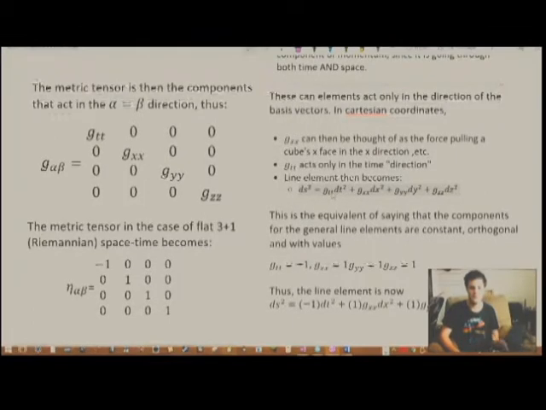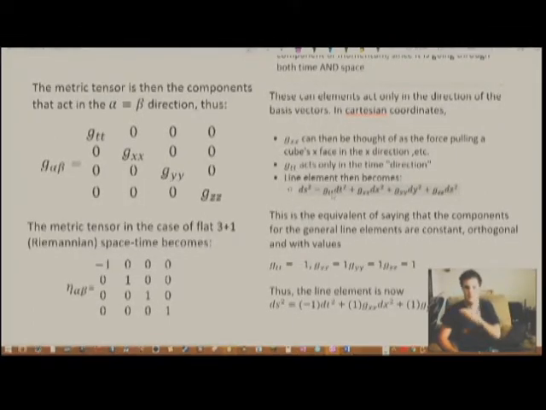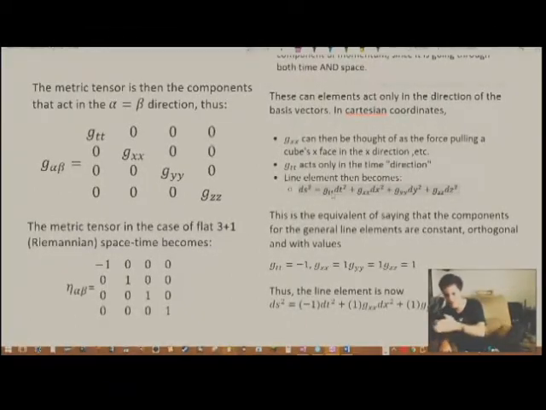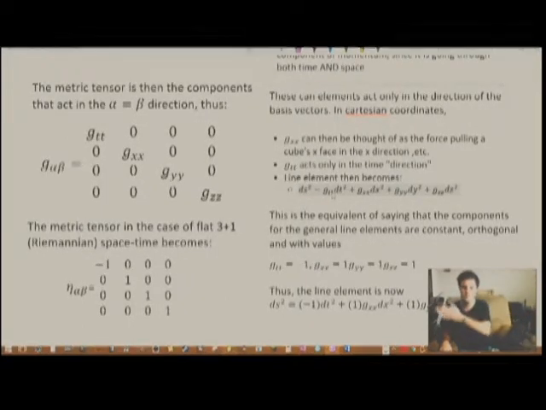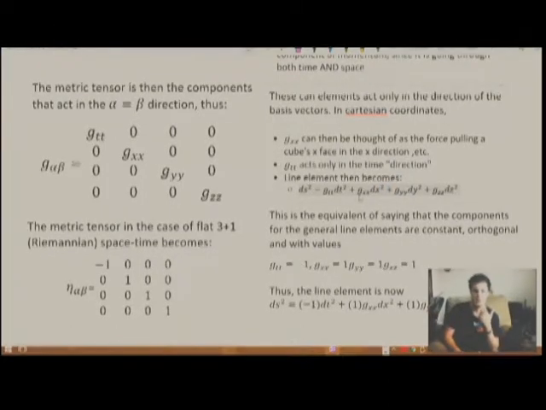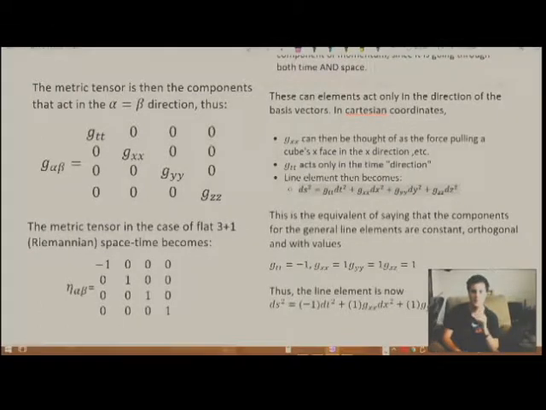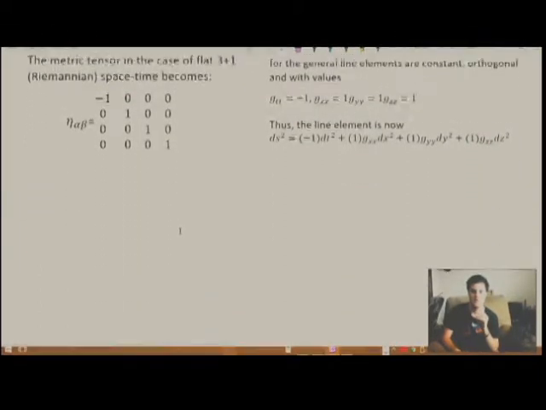I could replace g_tt with the sine of t. Then as each tick of time happens, you start going one way and then you start going back the other way. It's like a periodic pendulum swinging. And you can do that with any direction. You can really add anything you want to this.